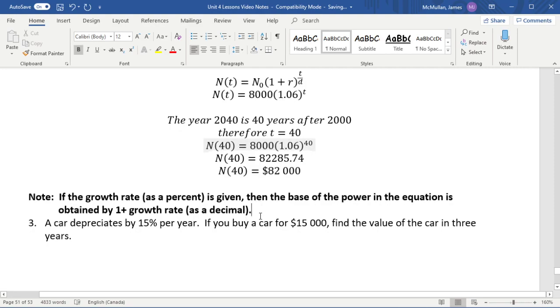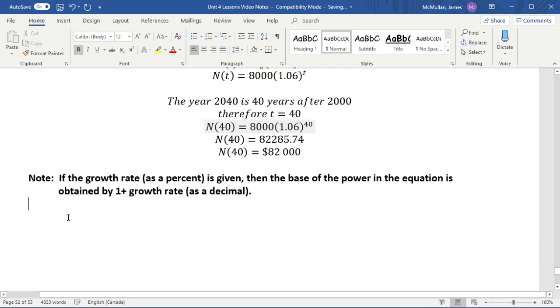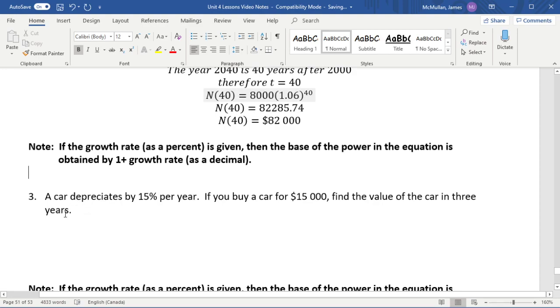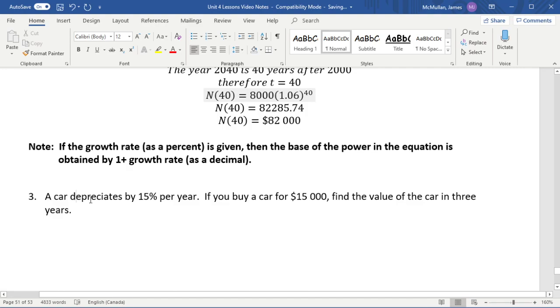All right, this time, a car depreciates, right? So often pieces of art or investments or houses tend to go up in value. Cars tend to go down in value. So this one, we're talking about a car that depreciates at 15% per year. You buy the car at 15,000, find the value of the car in 3 years.